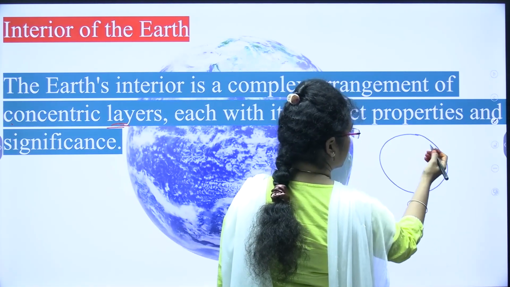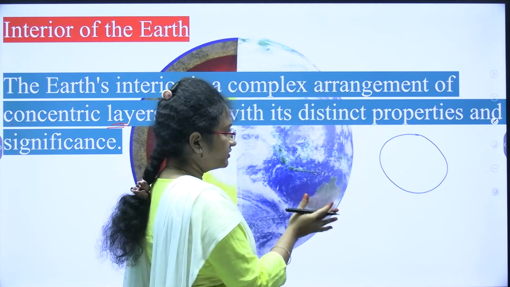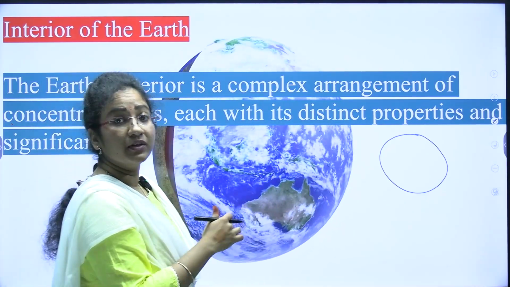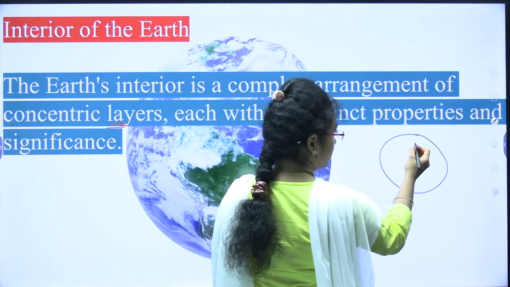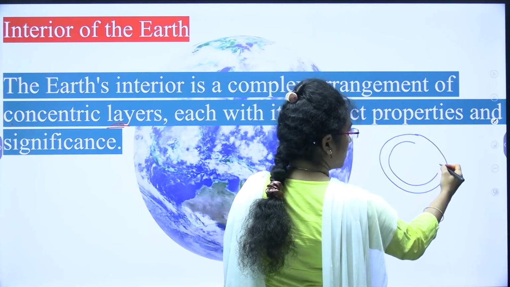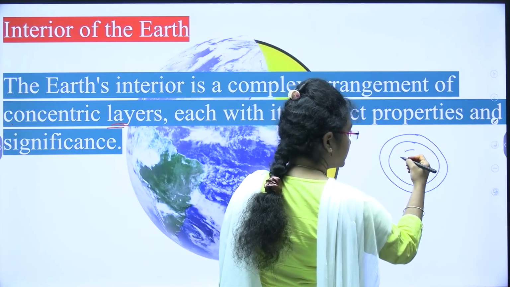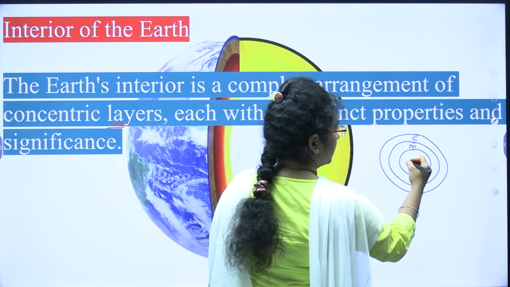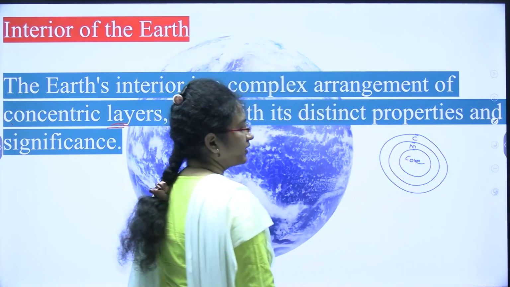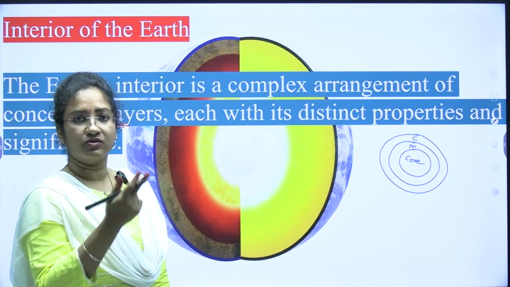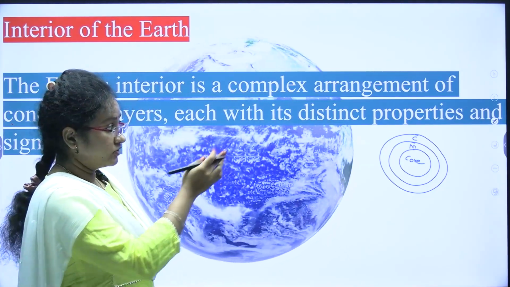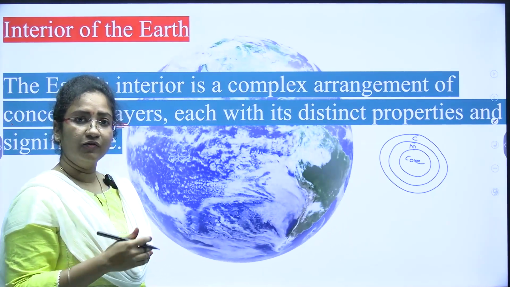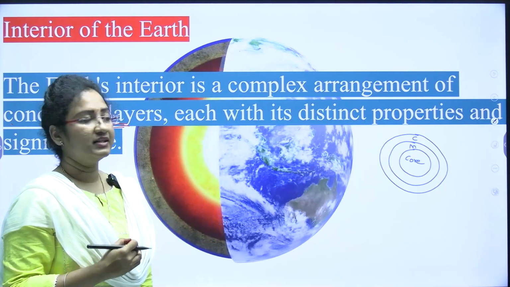So if this is the earth, and we just look at the outer side, this is how it looks. This is the outer appearance. But what about the interior? How does the interior appearance look? It has concentric layers, that means one inside the other. Crust, mantle, core, right? In this way, it has concentric layers, one inside the other. First we have the crust layer, inside that we have the mantle layer, and as we move further to the center of the earth, we can see the core.